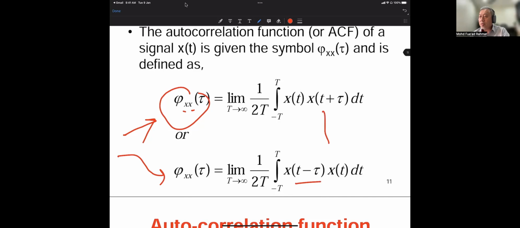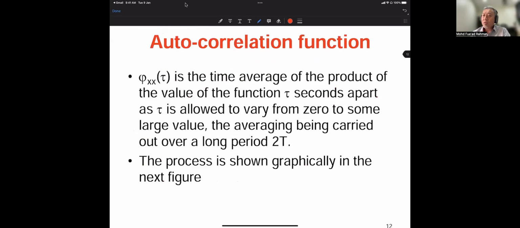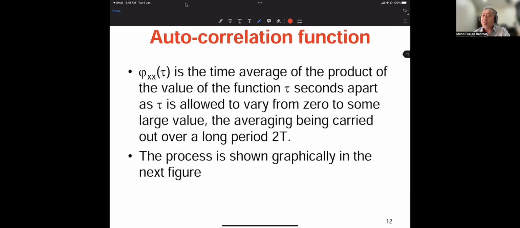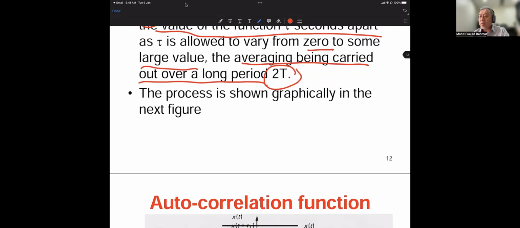So we have positive and negative delays. This one is towards negative, this one is towards positive. And this is the function. So the autocorrelation function, phi xx tau, is the time average of the product of the values of the function t seconds apart, which vary from 0 to a large value, and the averaging is carried out over a long period of 2T.